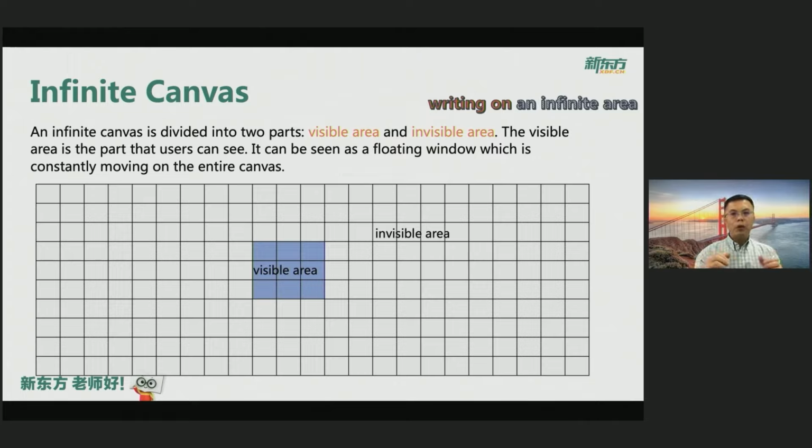For our whiteboard, we want the teacher to feel that the area for their writing is infinite. Here the diagram shows the whole whiteboard. The whole area is very big, but only one small area is visible to the teacher. The teacher does drawings on this part, and when the teacher is doing handwriting, the visible part floats around on the whole area.